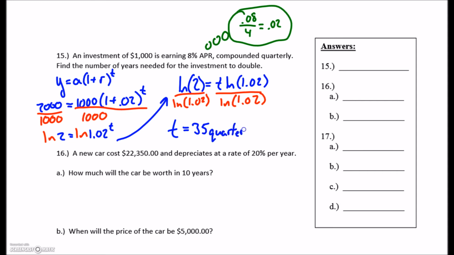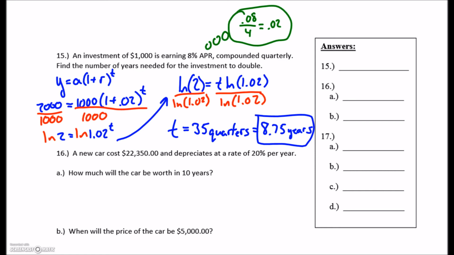which is kind of a weird measurement here. So I'm probably going to convert that, divide it by 4, change it back to years. It's 8.75 years. All right? So be very aware of the units here. I want to know at how many years this thing is going to double. Well, keep in mind that my time comes out in quarters because my percent was in quarters. So the units have to match. Be very, very aware of those units.